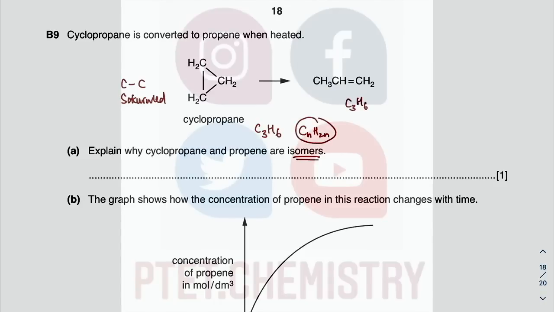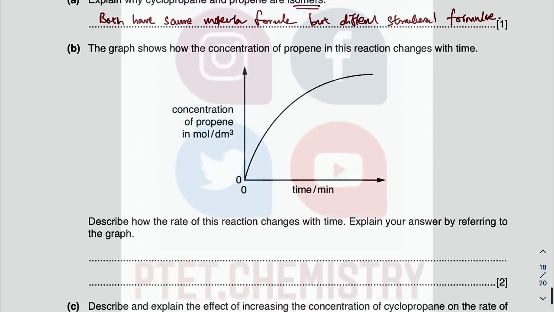So why are they isomers? Well, both have the same molecular formula, but different structural formula. One has no double bond, one has a carbon-carbon double bond. So this is basically what isomers are, yeah?